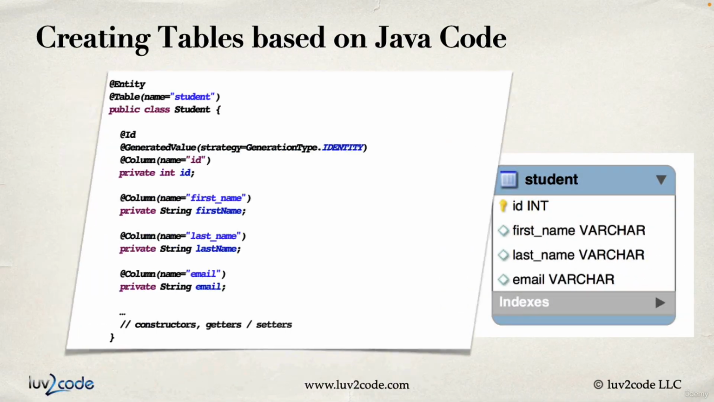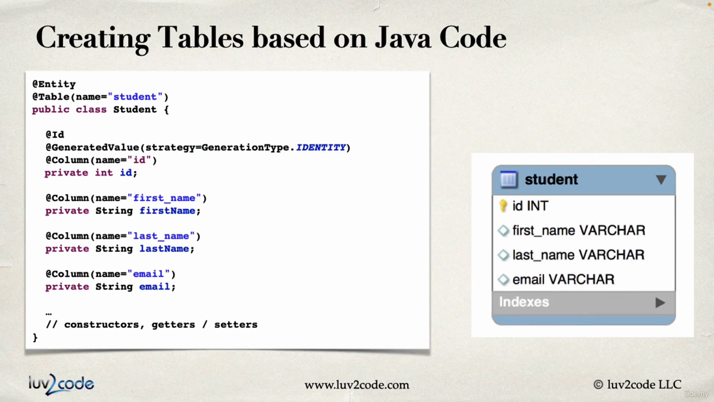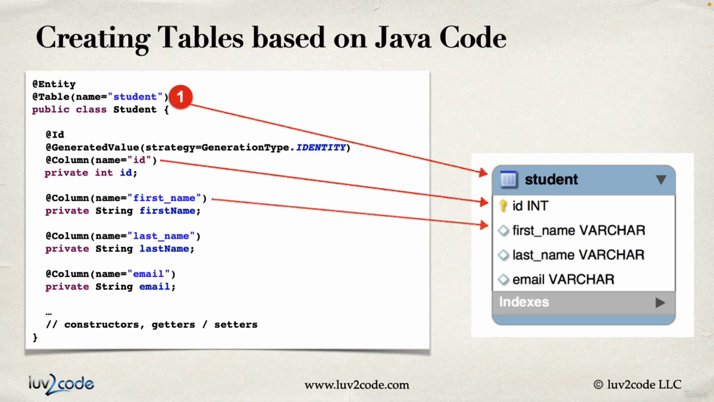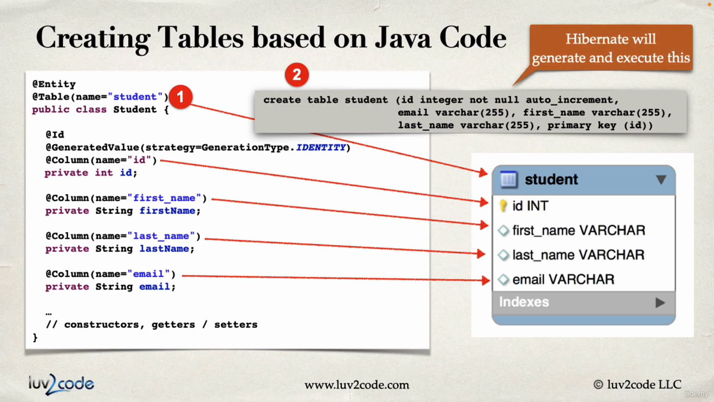Again, looking at our Java code, we have our student and we have our JPA Hibernate annotations here. We have @Table, so it'll create a table called student, and then we have the ID, and we also have all of the columns. Hibernate will use this information to generate the SQL, execute it and apply it on the given database. Hibernate will do all of this work for you behind the scenes, which is really cool.